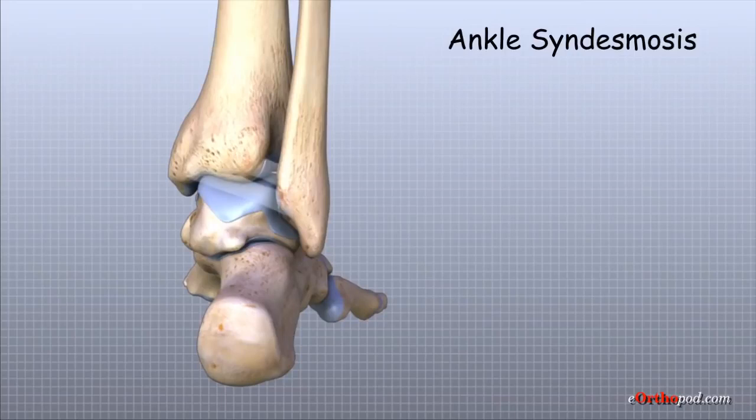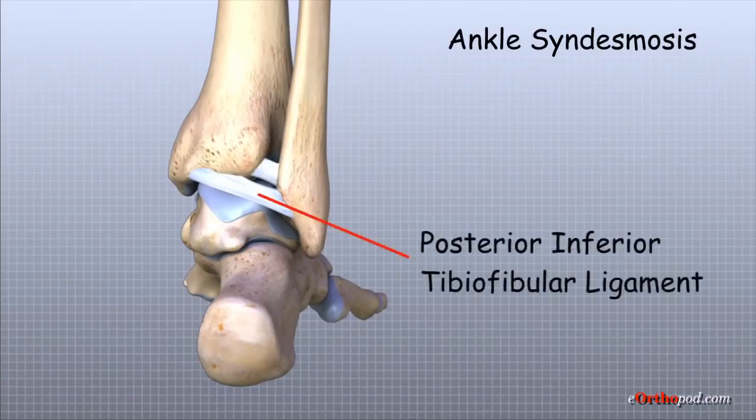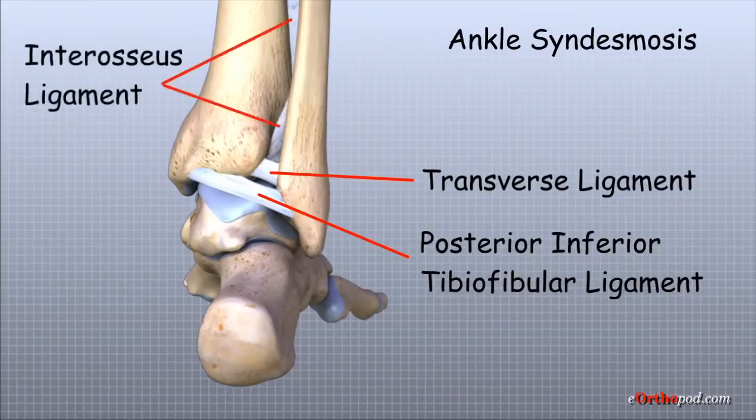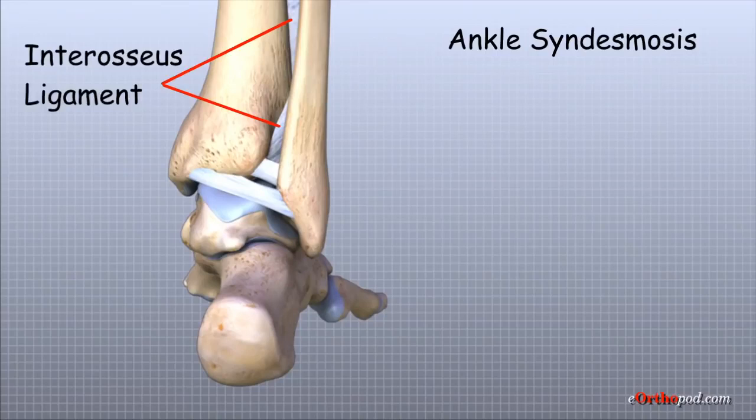The posterior fibular ligaments connect the tibia and fibula behind the ankle joint. These ligaments include the posterior inferior tibiofibular ligament and the transverse ligament. The interosseous ligament lies immediately between the tibia and fibula. Interosseous means between bones. The interosseous ligament is a long sheet of connective tissue that connects the entire length of the tibia and fibula from the knee to the ankle.